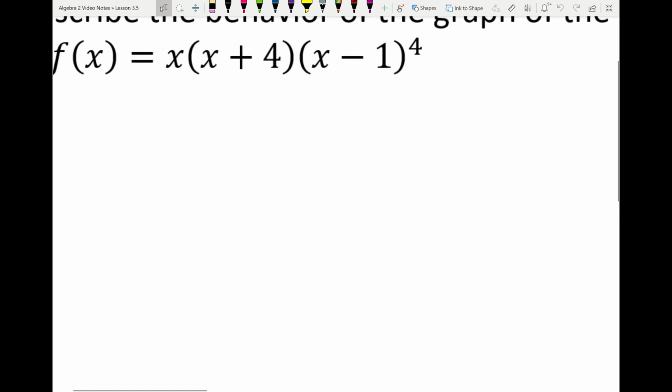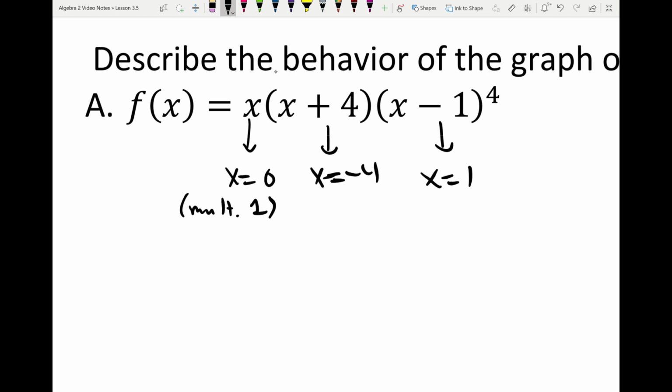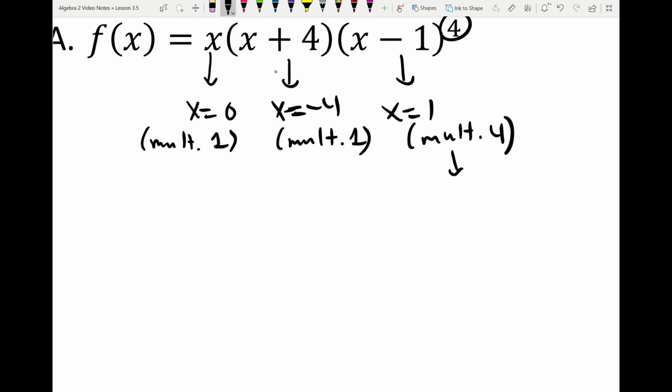All right, so let's go ahead and do this real quick. If you want to describe the behavior, we're going to use the zero product property. So this is going to equal 0. This is going to equal negative 4. Negative 4 plus 4 is 0. This is going to equal 1. So it's going to be 0 multiplicity 1, negative 4 multiplicity 1, and 1 multiplicity 4, because of the 4. So here it's going to turn, here it's going to cross, and here it's going to cross. And that's it. That's all they were looking for.